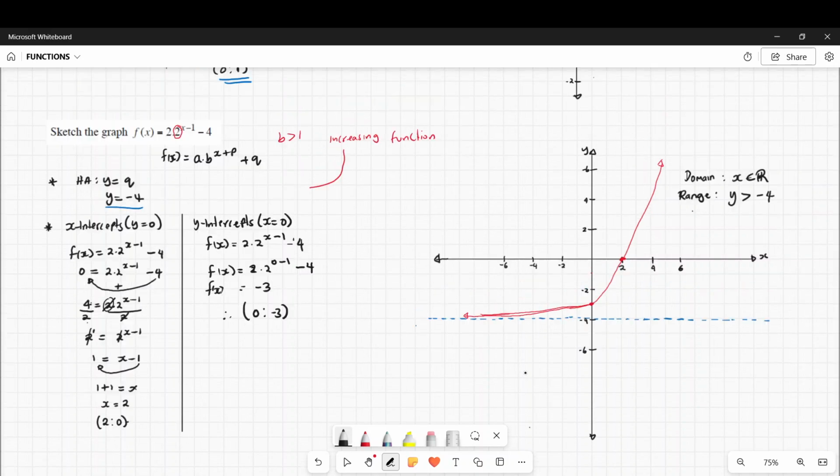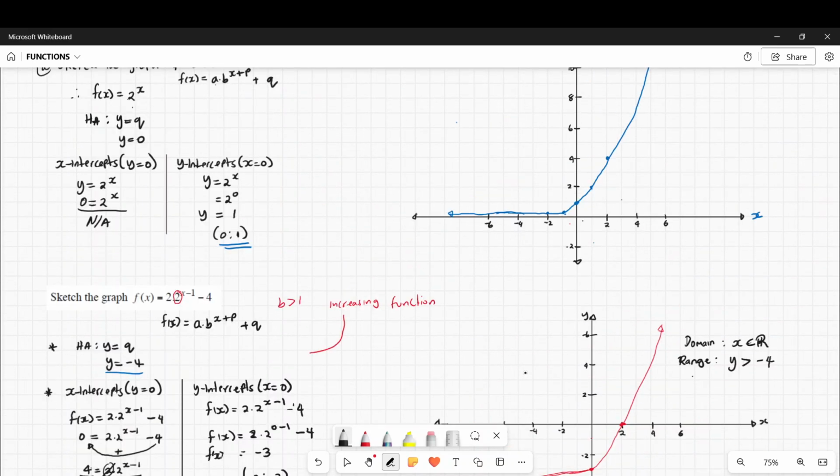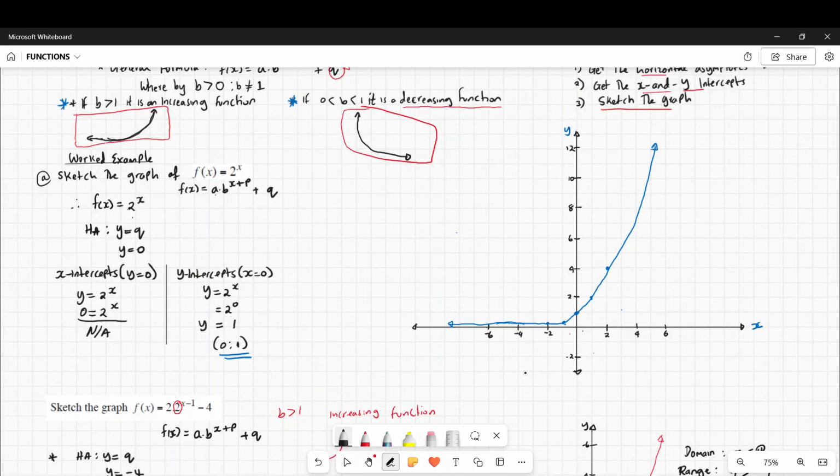We could have done the same thing up here. The domain over here would have been x is an element of all real numbers, and the range would have been y is greater than 0. As you can see, the x-axis was the asymptote. So if you know all these key points, you're good to go.